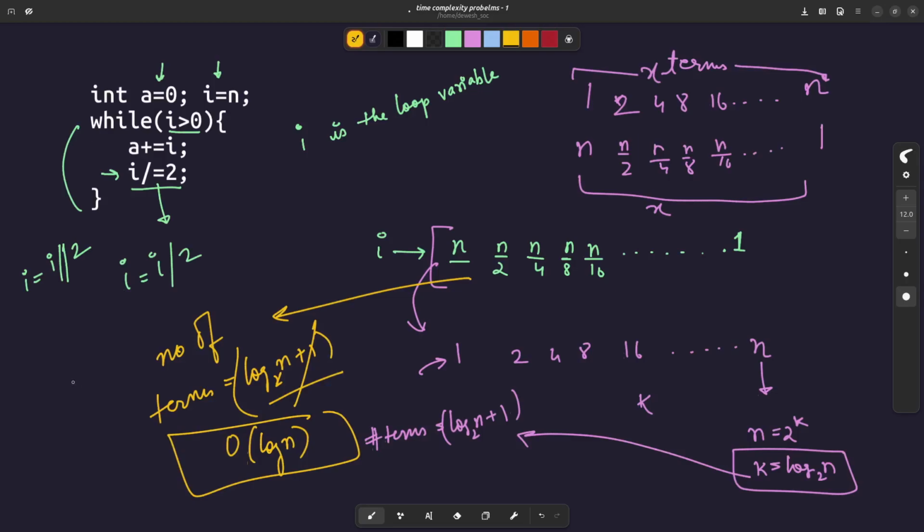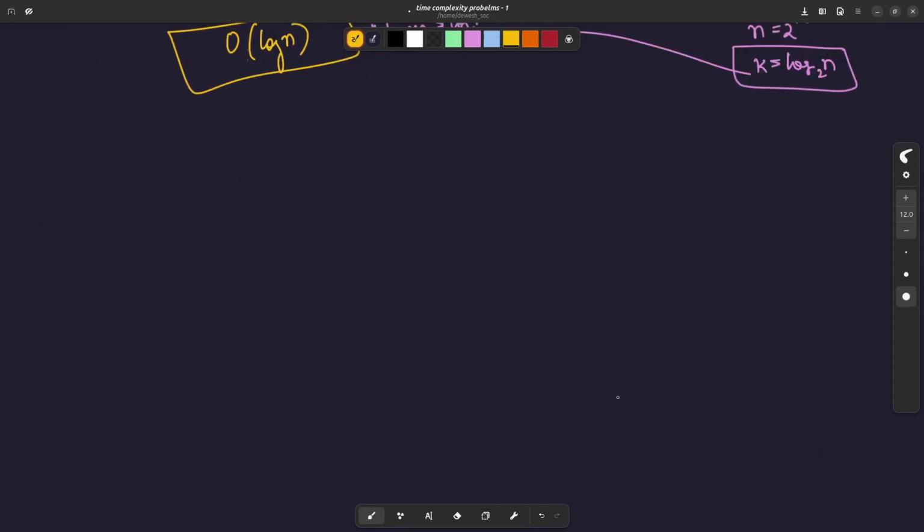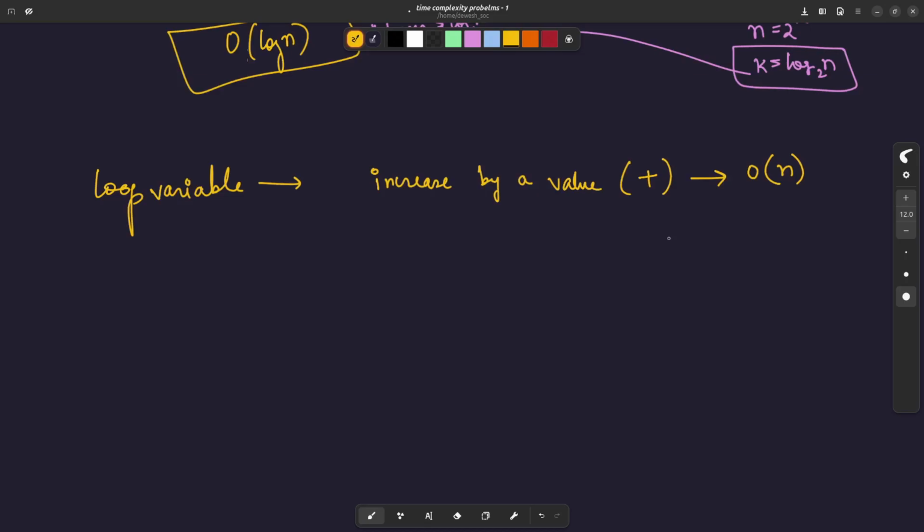Okay. So, from this, what do we learn? We learn that whatever kind of loop it is, for loop, while loop, do while loop, if the loop variable is increasing by a constant value, by a value, when I say increasing, I mean plus, not multiply, then complexity will always be big O of n. Okay, why?